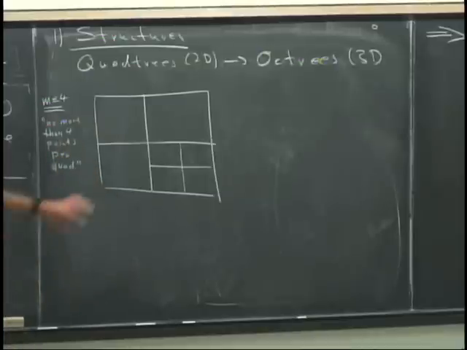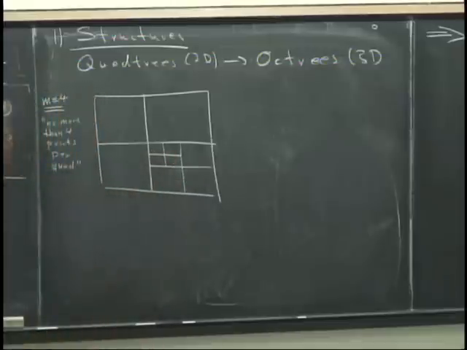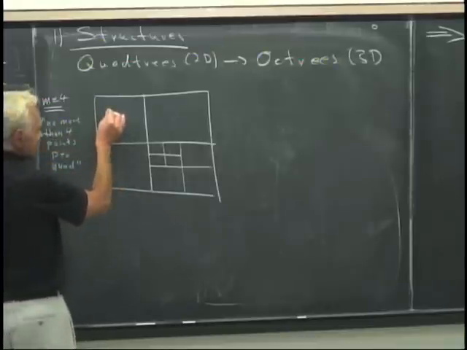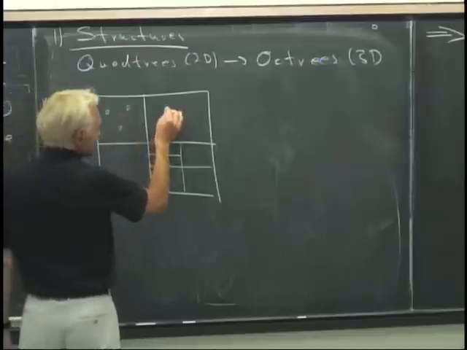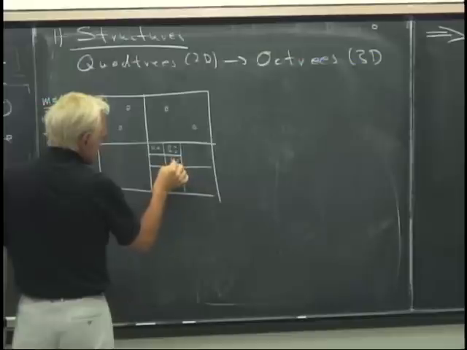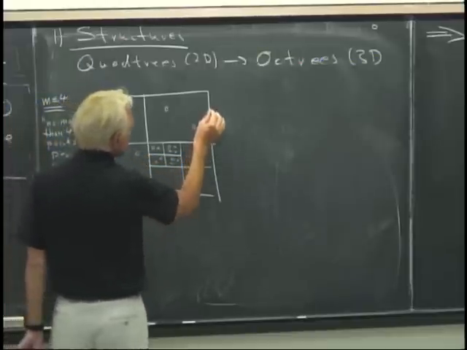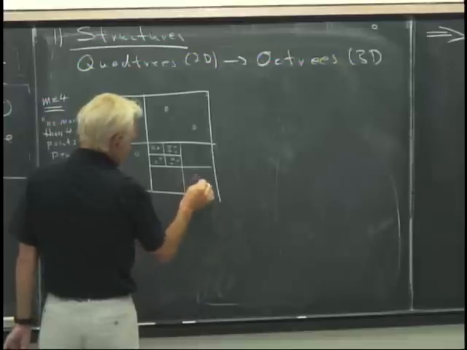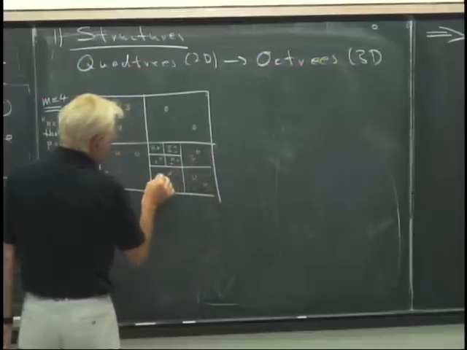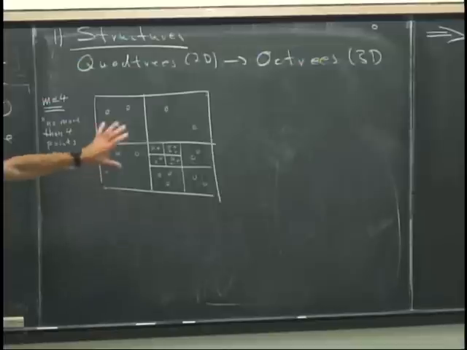Okay, so therefore I can now, if this is the result, go one level deeper. So this is the result of constructing something when none of these quads has more than 4 points in it. Then one valid original point set could look like this, right? So what was the algorithm that constructed this?